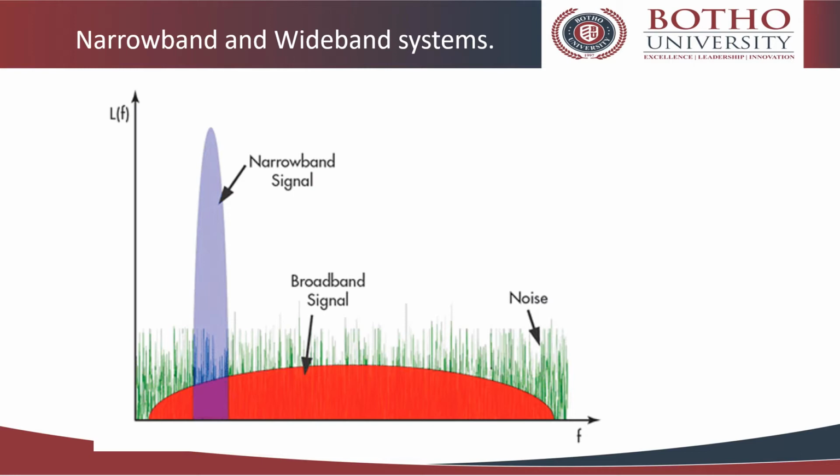In wideband systems, the transmission bandwidth of a single channel is much larger than the coherence bandwidth of the channel. Thus, multipath fading doesn't greatly affect the received signal within the wideband channel, and frequency selective fades occur only in a small fraction of the signal bandwidth.